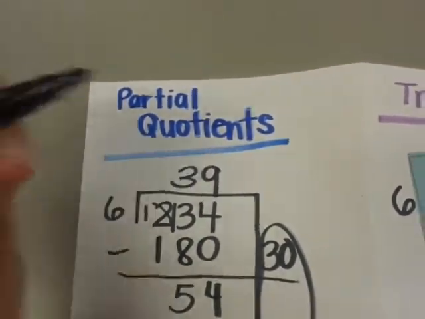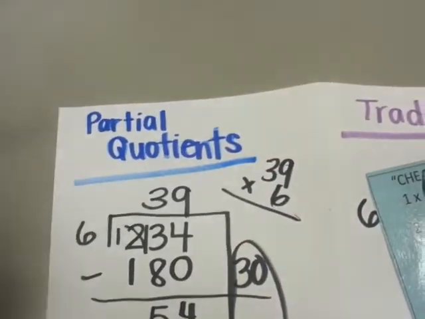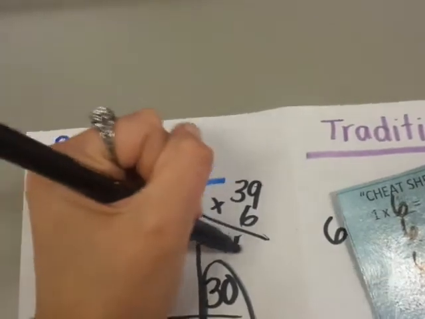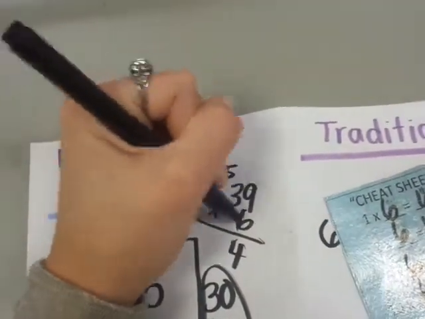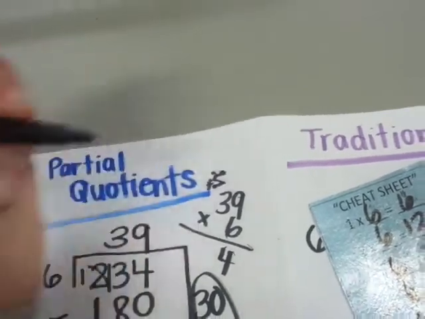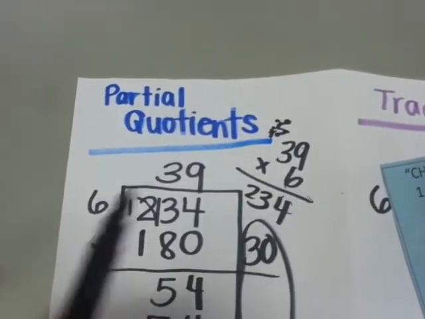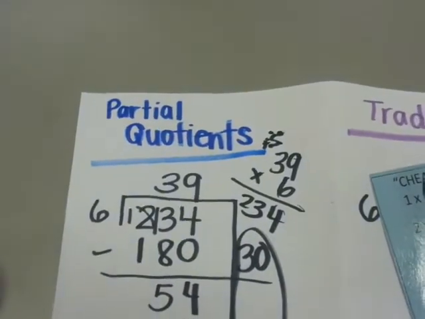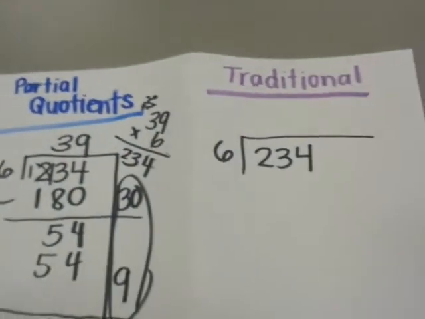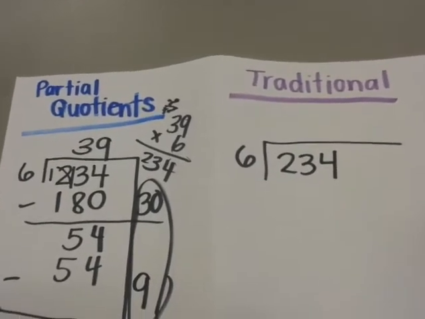So we can now check it. 39 times 6. Okay? 6 times 9 is 54. Carry my 5. 6 times 3 is 18. 19, 20, 21, 22, 23. So we get back to our original dividend for our multiplication problem. So let's relate this to traditional method.